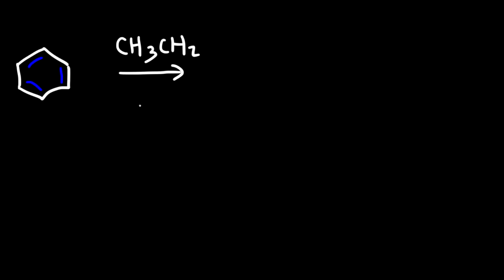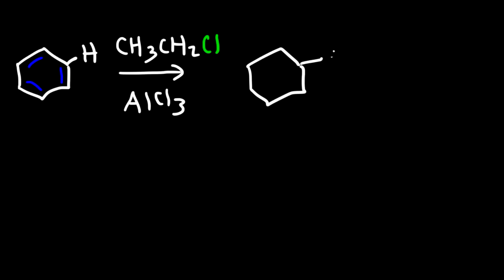So let's start with benzene. What's going to happen if we react benzene with, let's say, ethyl chloride using an aluminum chloride catalyst? What's the product of this reaction? Now you need to know that this is the Friedel-Crafts alkylation reaction. And what's going to happen is we're going to replace the hydrogen with the alkyl group. The Cl is going to leave with the Lewis acid catalyst, and so we're going to get ethylbenzene as the product of this reaction.